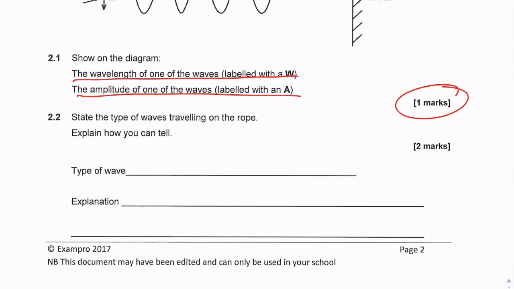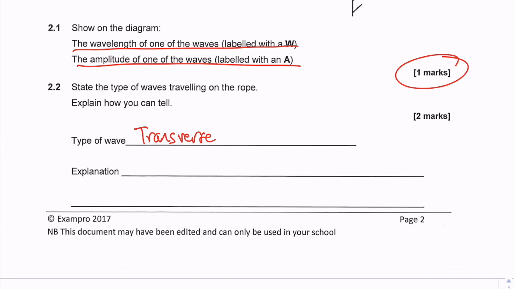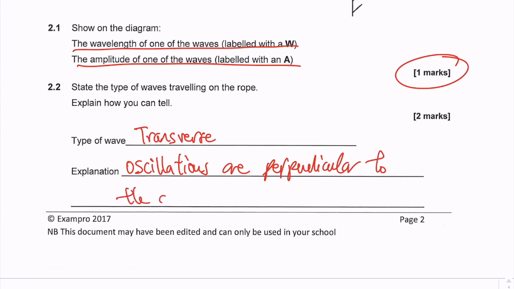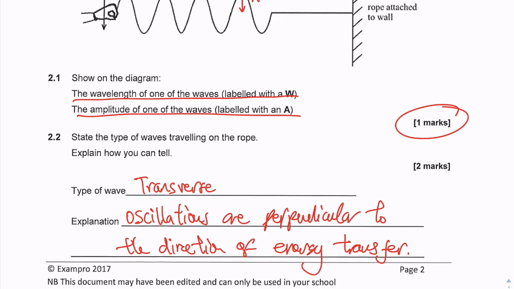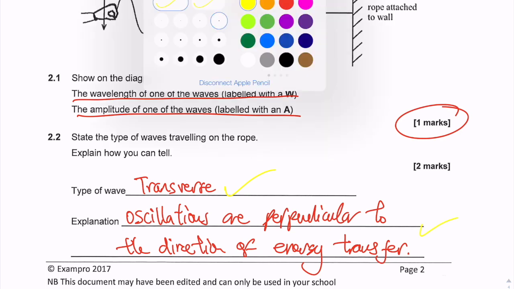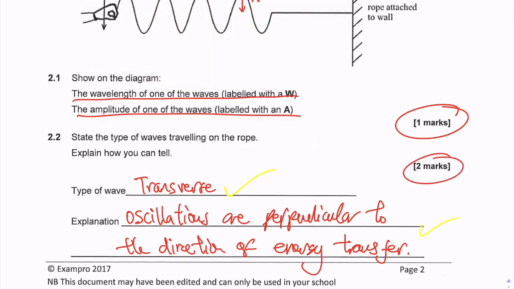The type of wave is definitely going to be a transverse wave, and the explanation is the oscillations are perpendicular to the direction of energy transfer. There is no other way you can get those marks. One for it being transverse, and the other mark for it being the correct explanation. No other ways you could have got that.